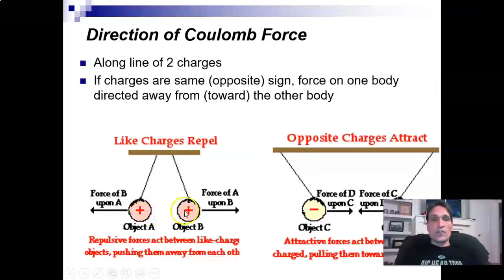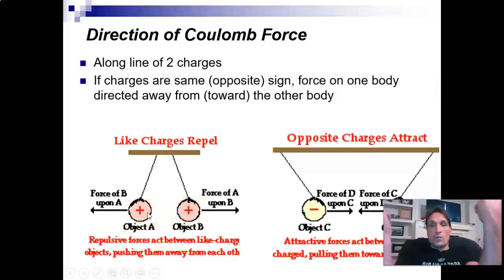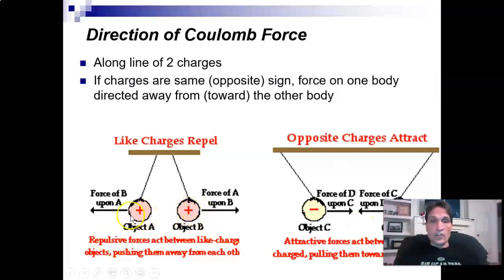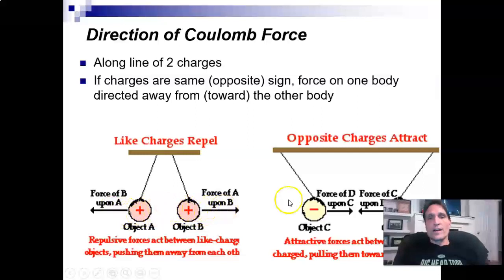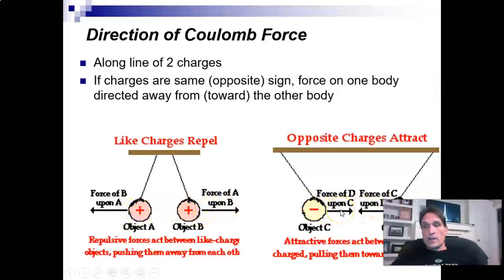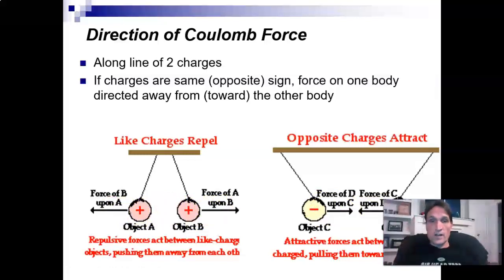If you have two charges that are the same sign, they will be repelled, and so the forces will be opposite one another, but along the line joining them. And if you have two charges that are opposite signs, they attract, and so the electrostatic forces will be trying to pull them together. So we get the magnitude from Coulomb's law, and we determine the direction of the force based on their signs.